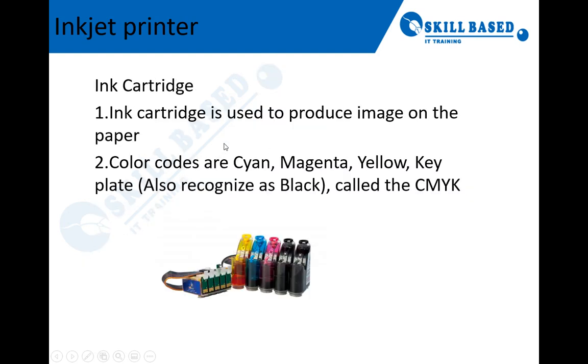So ink cartridge is used to produce the image on the paper. Ink is liquid based, and the color codes for printers are all the same. It's CMYK: cyan, magenta, yellow, and key plate. It can also be referring to blue, red, yellow, and black. Of course, some printers may have more than 4 colors. For instance, they can have 2 yellow colors, 2 blue colors, 2 red colors, or 2 black colors.